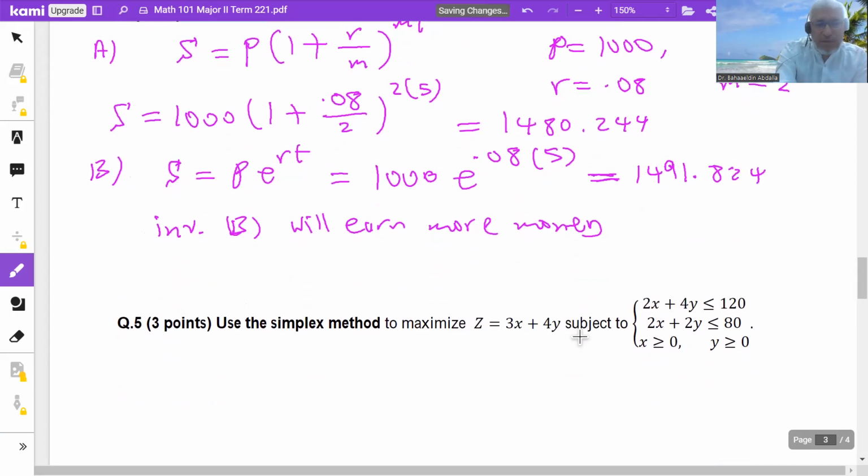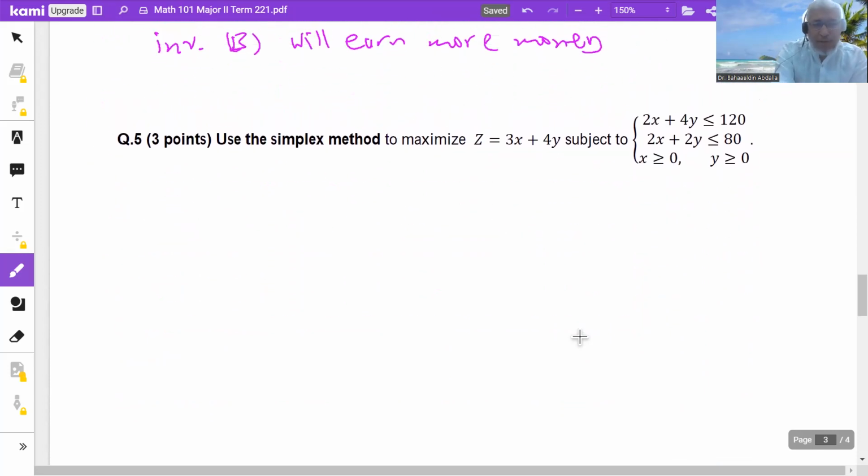So that's the answer. Use the Simplex method to maximize this function subject to these constraints. To use the Simplex method, we first change the inequalities into equations. So I write 2x plus 4y, I introduce a slack variable called S1, and I make it equal, in this case, 120. S1 is a positive number, so this is how to change the inequality to an equation.